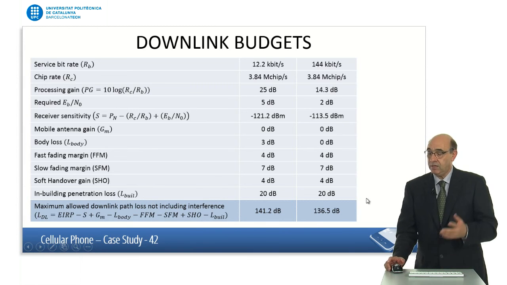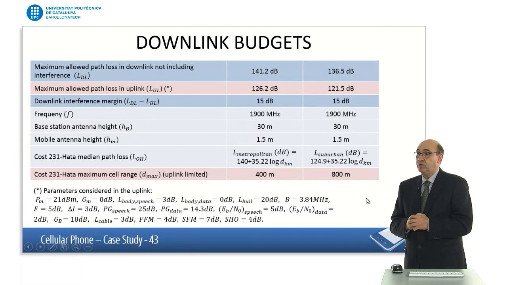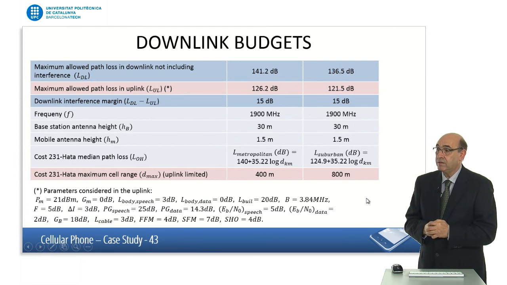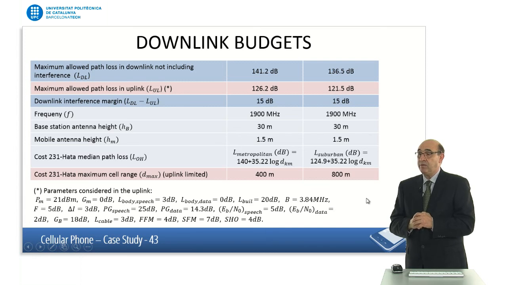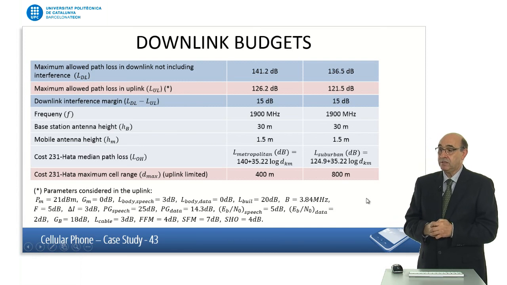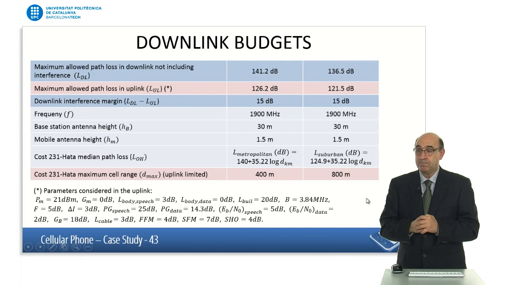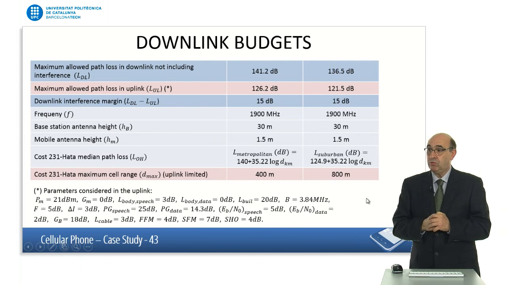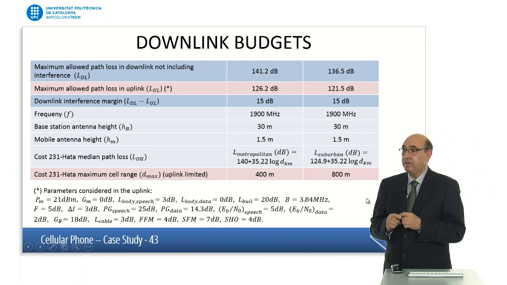All right? And those are the numbers for this case. And this gives you the maximum allowed path in the downlink. But the problem here is not the downlink in those connections. The problem here is the uplink. Okay? So the interference normally is considered after studying the uplink.